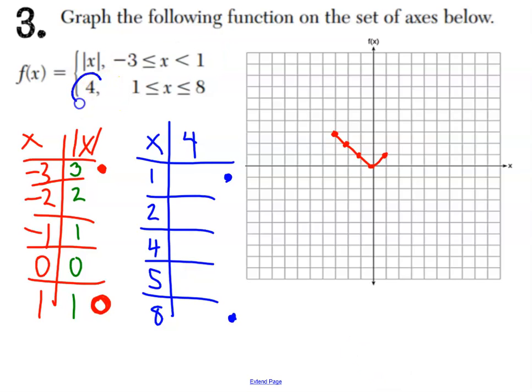Now for my blue graph, this function is pretty simple. No matter what you put in, it's going to come out as a 4. So this one is very simple for me. You put in a 1, out comes a 4. Put in a 2, out comes a 4. 3, 4, 5, 6, 7, 8, it doesn't matter. But notice, no arrows, right? I can only go to 8. So I have no arrows here. So this will be your piecewise function.